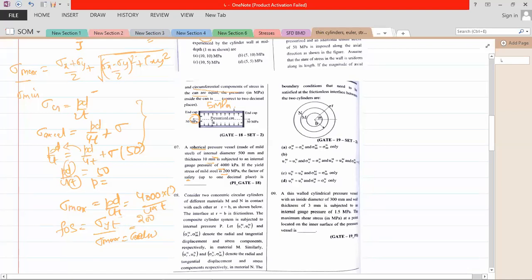What is the value for sigma maximum? So the value is around, if you solve PD by 4t and then divide it, it is around 50. And if you solve it, the factor of safety is around 4.